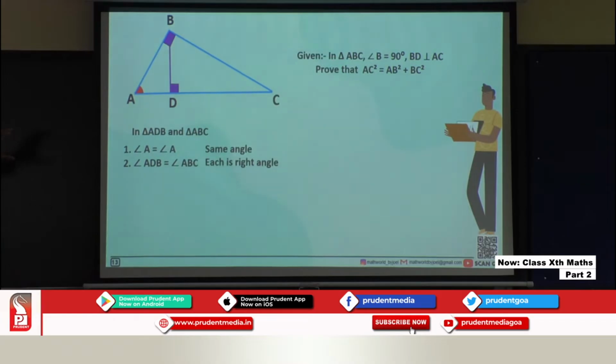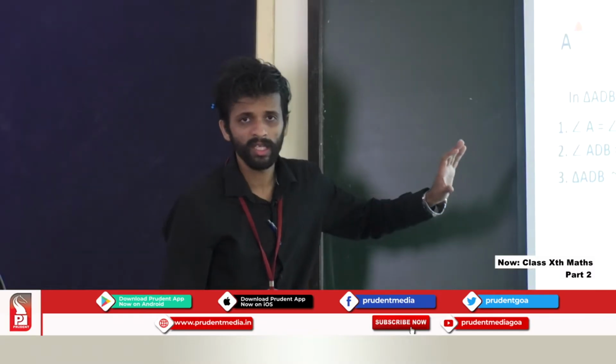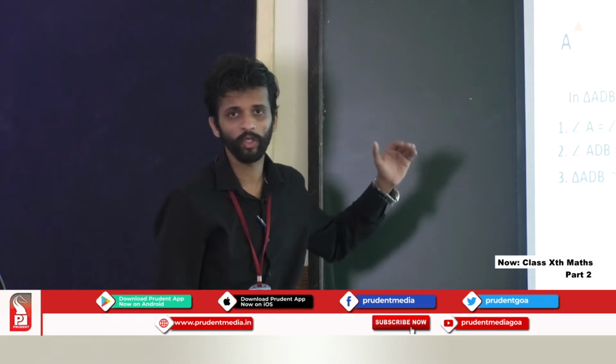Now when two angles of one triangle are equal to two angles of the other triangle, we can say that both these triangles are similar, and the reason that we would give is the AA similarity test. So I can write triangle ADB is similar to triangle ABC by AA similarity test. Alright, now once we have written this, we can write the ratios of their sides.